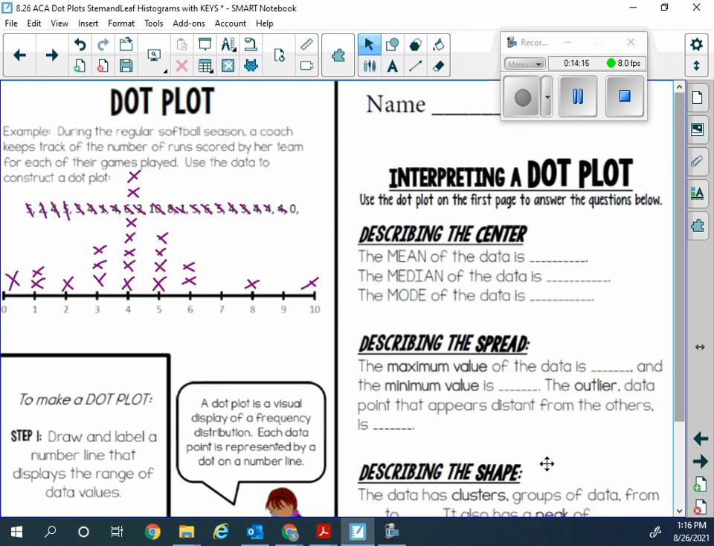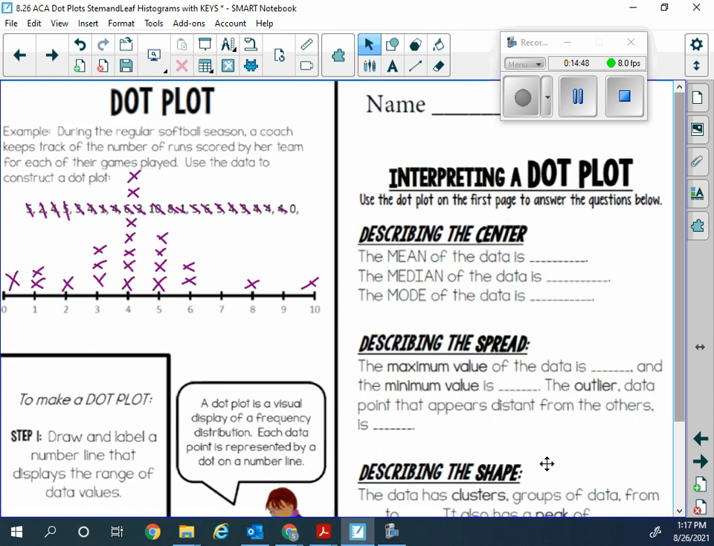Okay, so in 5th grade, you should have been able to make a dot plot like this one. And then you should have been able to answer simple questions like, what was the most amount, these are talking about runs scored by a softball team. What was the most runs scored? What was the least runs scored? What number was most common, right? Those were all 5th grade questions. So now in 6th grade, we're going to talk about mean, median, mode, and range, but on a dot plot.